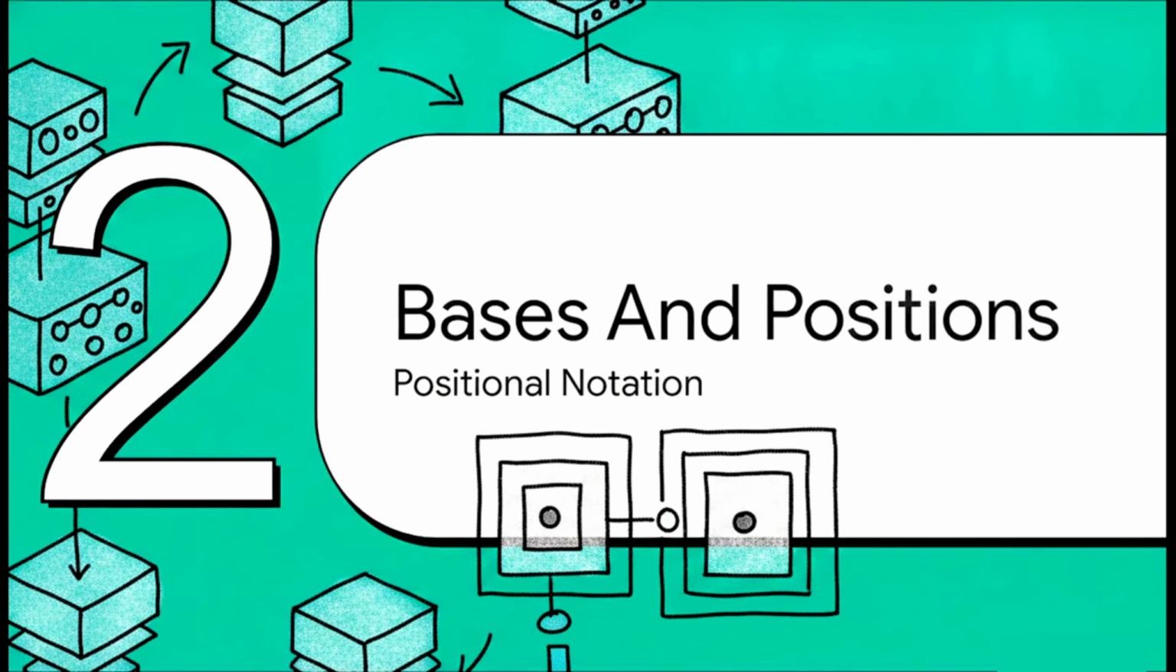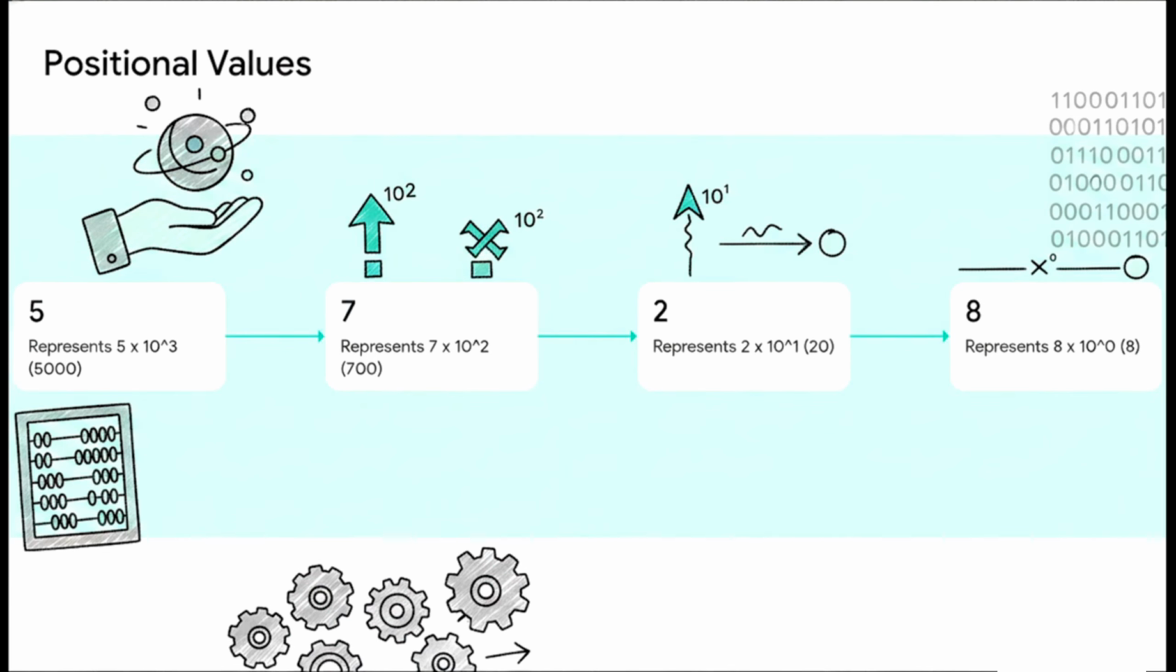Let's move on to Section 2, understanding bases and positions. Let's take a totally familiar decimal number like 5,728. In this system, every single digit has a specific positional value based on powers of 10. So that 8 is just 8 times 10 to the power of 0. The 2 is 2 times 10 to the first power. The 7 is 7 times 10 squared, and the 5 represents 5 times 10 cubed. You add all of those up, and boom, you get 5,728.